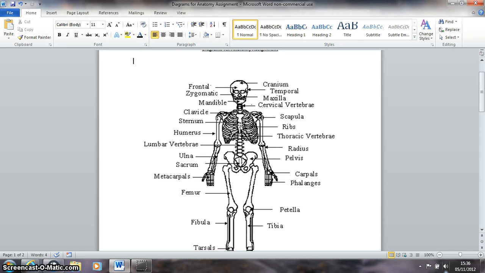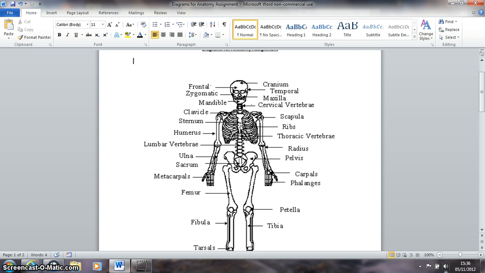Thirdly, the skeleton also helps with the production of blood cells. This is because certain bones in the body, such as the sternum, the vertebrae and the clavicle, contain red bone marrow, and this will produce red and white blood cells and platelets.